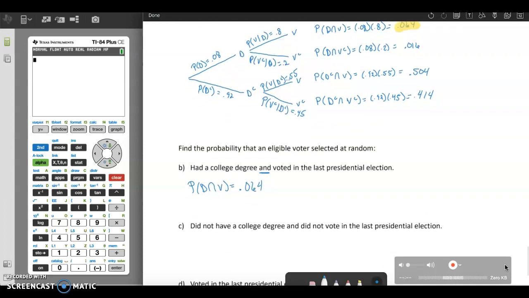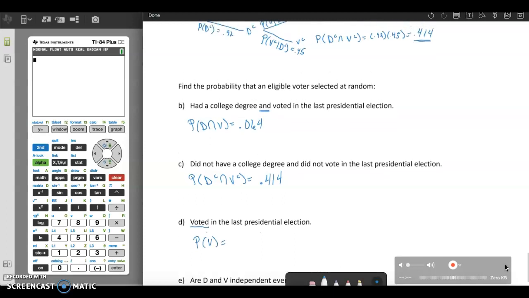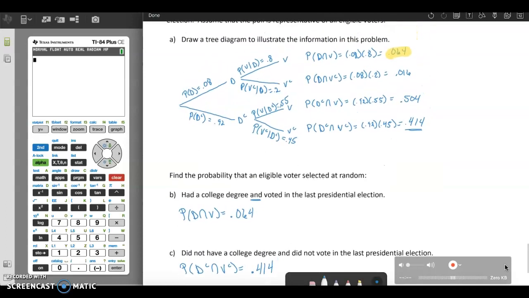Then they ask, what's the probability that the voter did not have a college degree and did not vote? So what's the probability of D complement and V complement? Okay, well that's this last one, the 0.414 that we already calculated. What's the probability that the person just voted in the last presidential election? So the probability of V, that they voted, regardless of the degree situation.